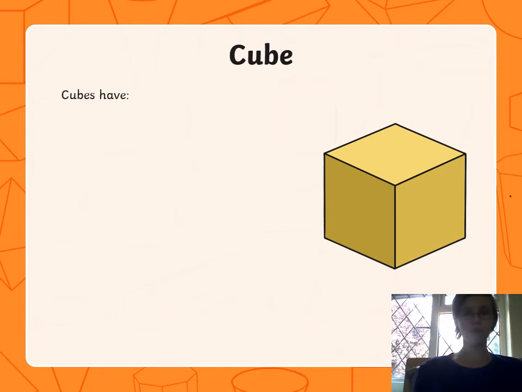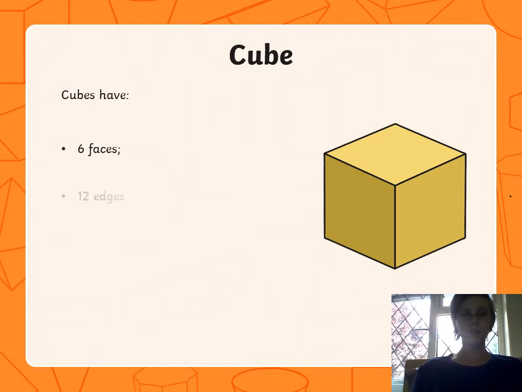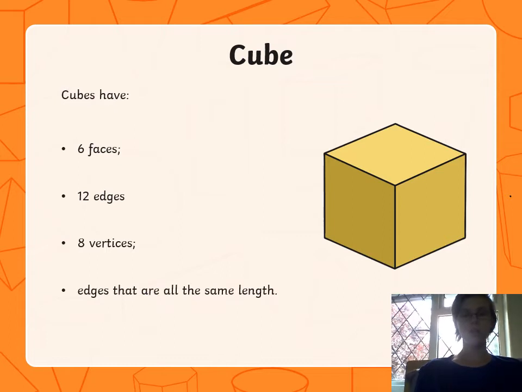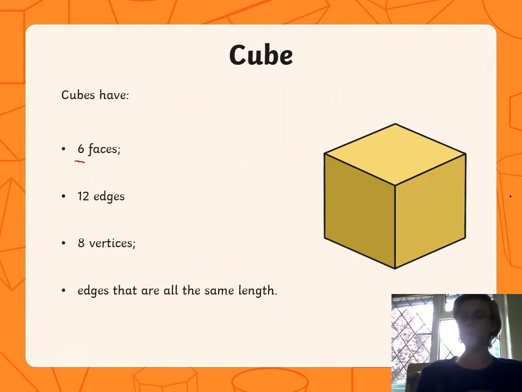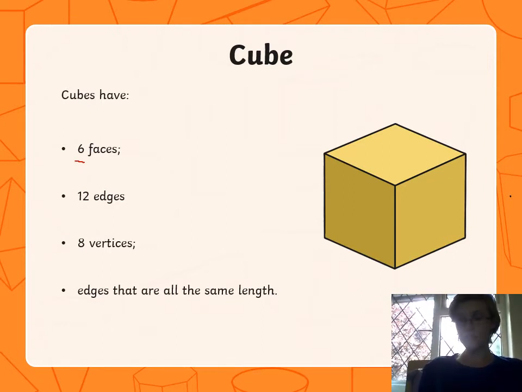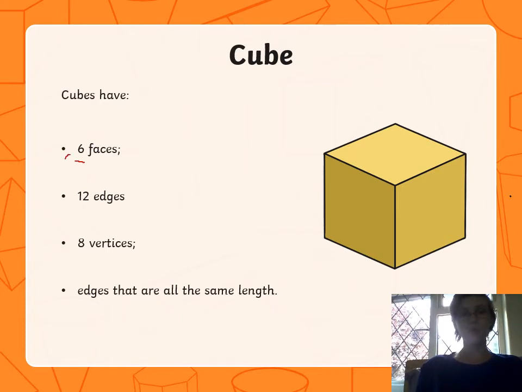Cubes have... Let's see, what do cubes have? 6 faces, 12 edges, 8 vertices, and edges that are all the same length. Oh, we've just talked about this. Sometimes the easiest way to find out about these is just by reading and memorizing. With cubes and dice, you'll remember they've always got 6 faces, because when you are rolling a dice, it's got 6 numbers on it. The 12 edges, that's 2 times 6, so it's a nice and easy way to remember that. 2 times 6, and the vertices are those corners.